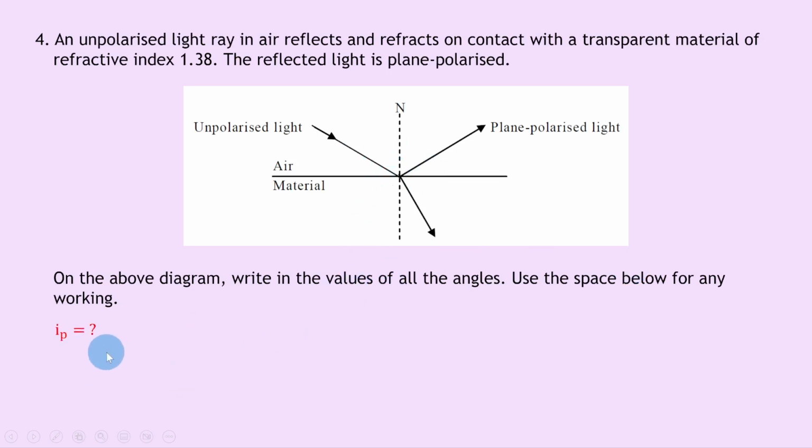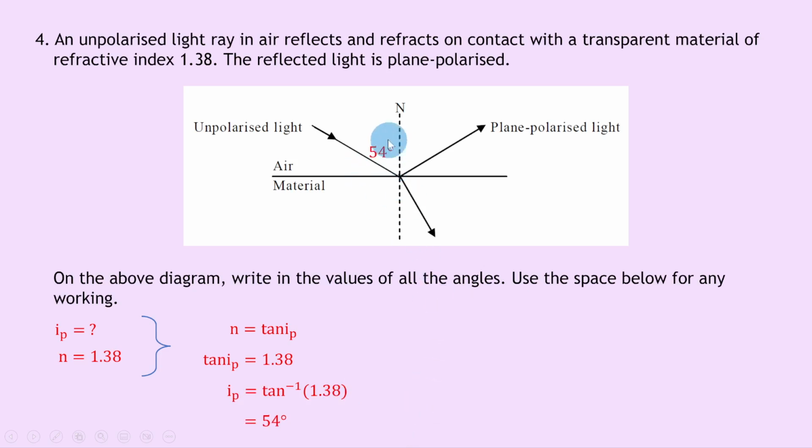So let's try and find what that angle is. So we could say IP is what we're trying to find, and the refractive index n is 1.38. So using our equation, we have n equals tan IP, and just swapping the sides here, we have tan IP on the left, this gives us tan IP equals 1.38, and then finding IP on its own, we need to do inverse tan or shift tan of 1.38, and if you put that into your calculator, you should get an answer of 54 degrees, so we can label that in our diagram there.